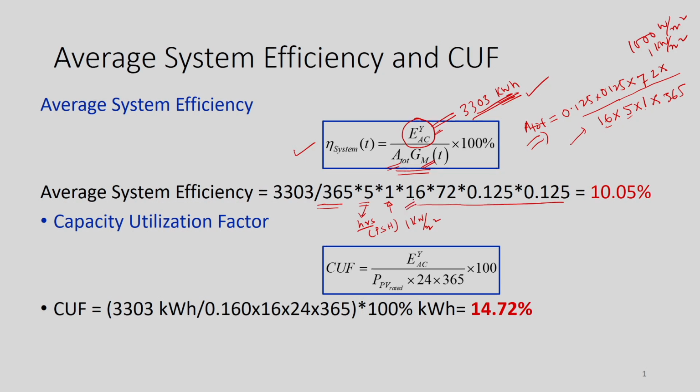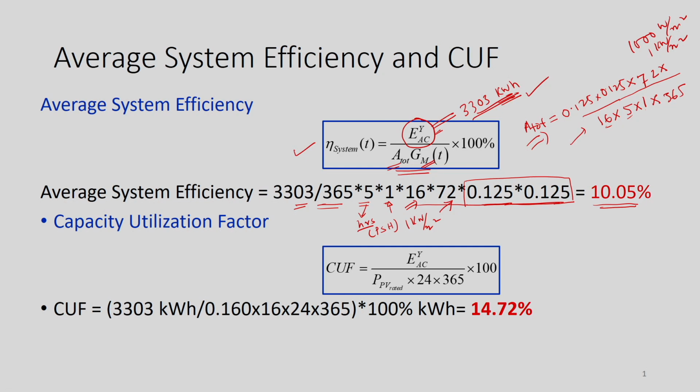16 is the number of modules in that panel, then 72 cells, and then every cell has an area of something like this. So, if we calculate it, then what we get is something like 10.05% average system efficiency.